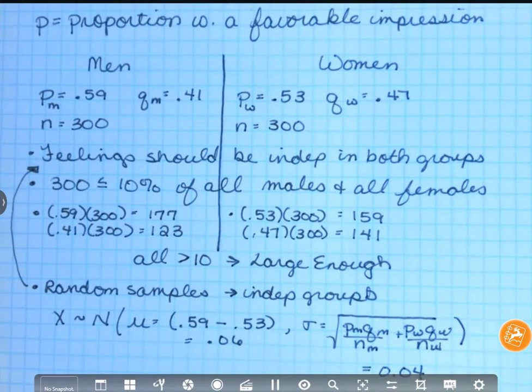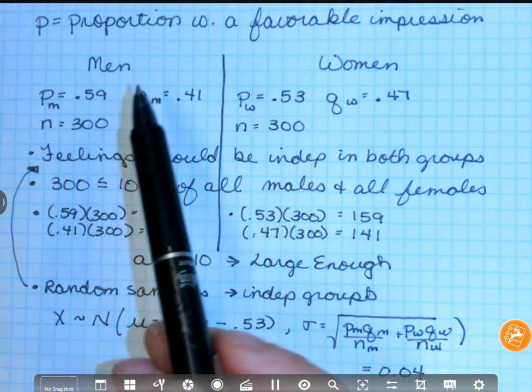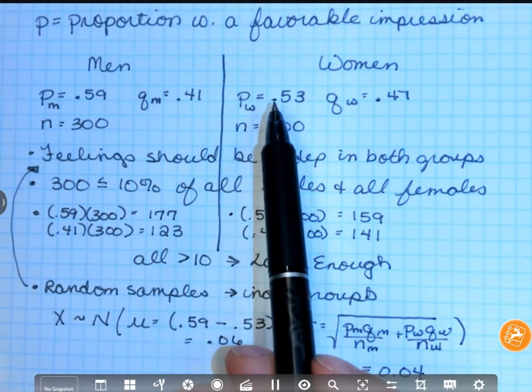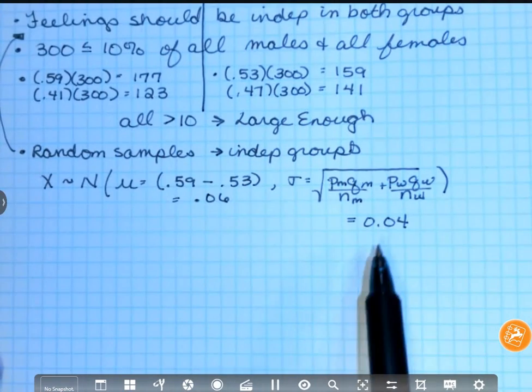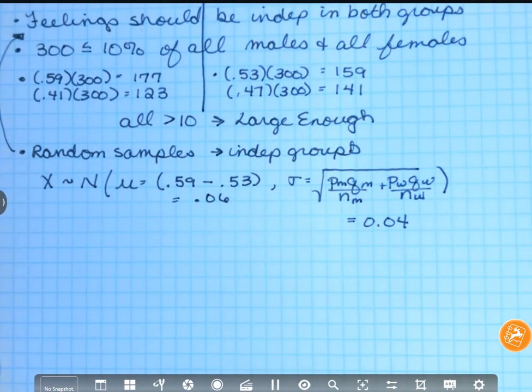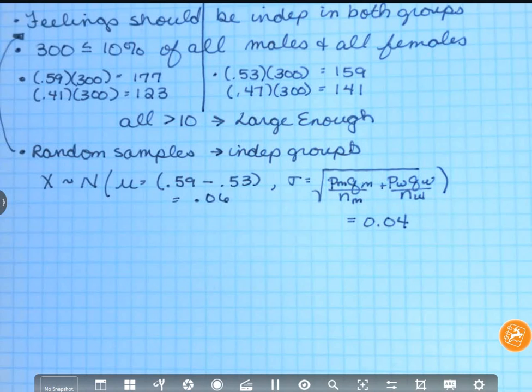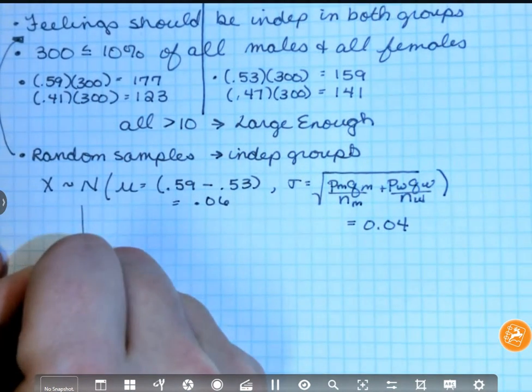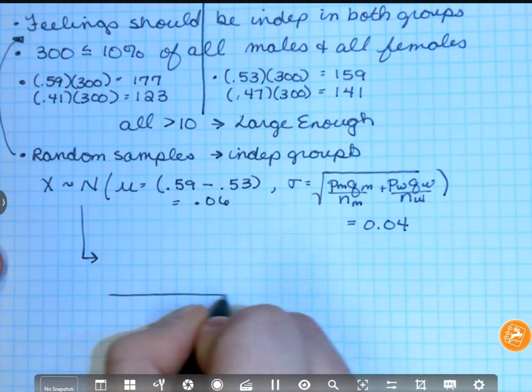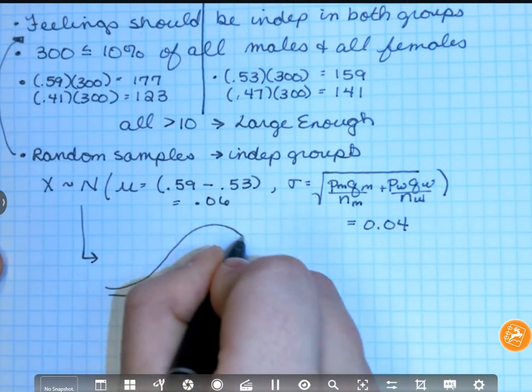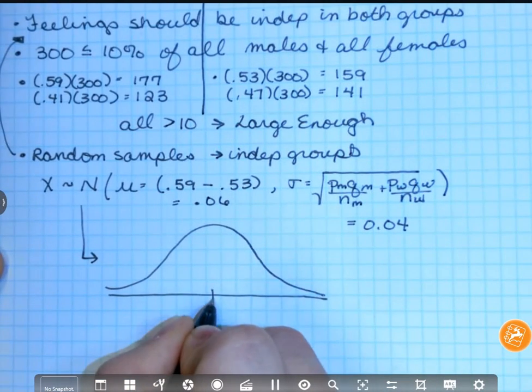Do you guys see what I've done so far? Now you're going to see why I just write the bits and pieces up here. The next thing says sketch a sampling model. What would this sketch look like? A normal curve. Yeah. So to sketch this, it will look like a normal curve centered where?